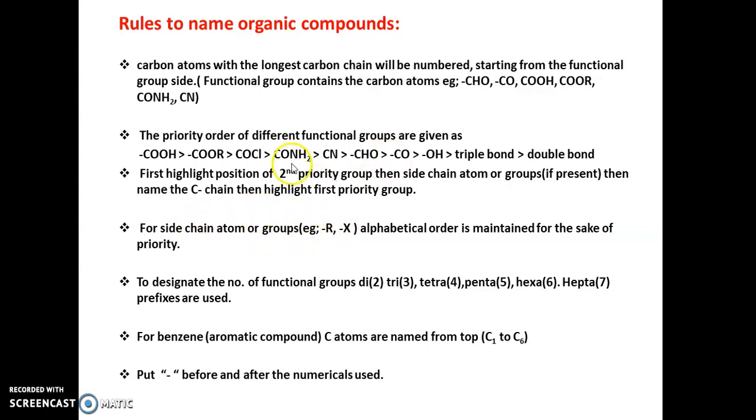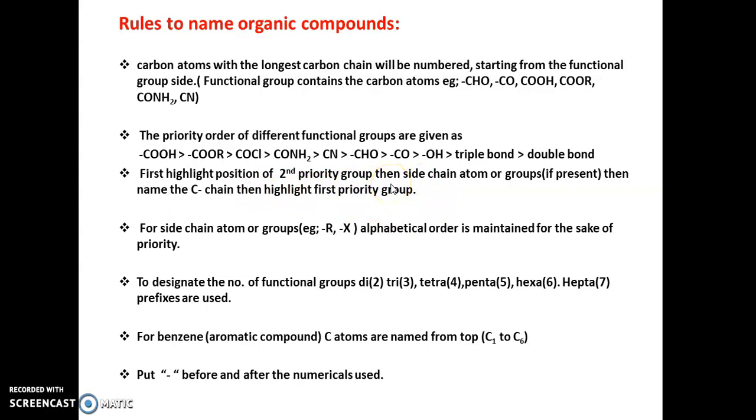First you have to highlight the position of the second priority functional group. Then you have to highlight the side chain atom or side chain group if it is present in the compound. Then you have to highlight the carbon chain, how many carbon atoms are there. Then you have to highlight the first priority group.